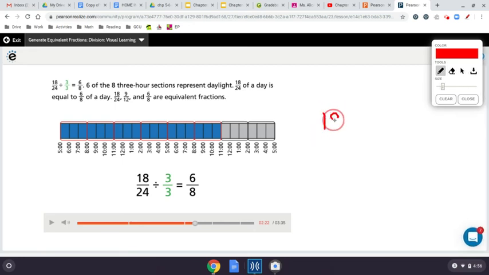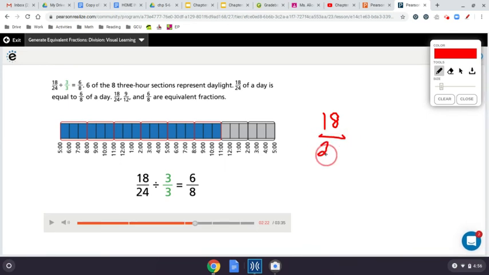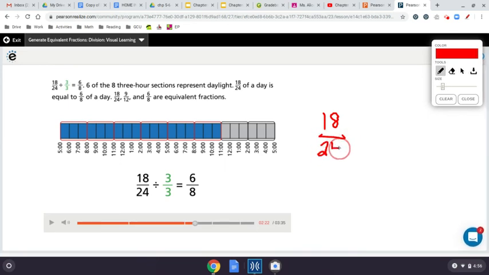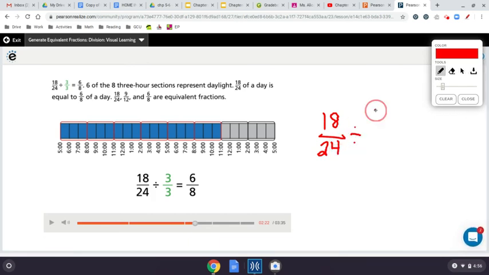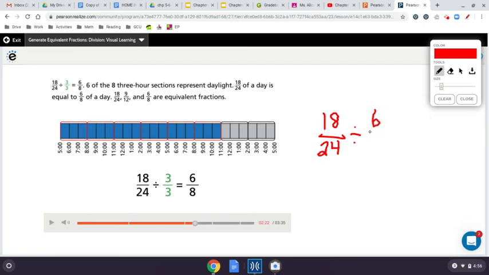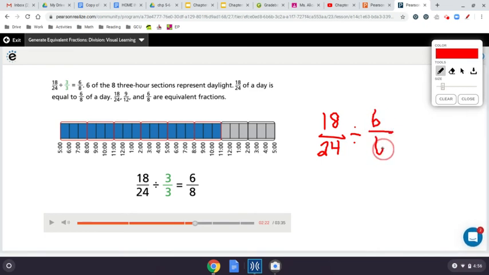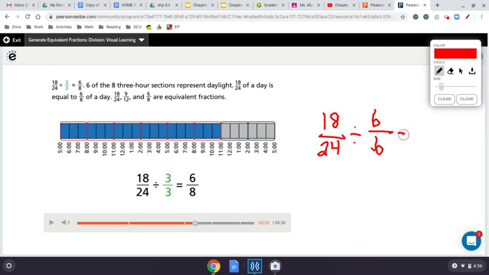Like, for example, 18 and 24, 18 24ths. We divided by both 2 and 3, right? But I happen to know that both these numbers can also be divided by 6. So I'm going to divide by 6 over 6.